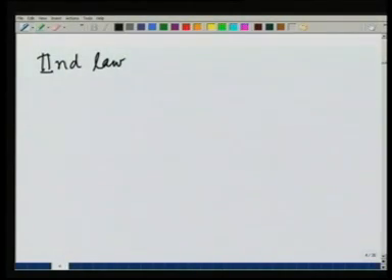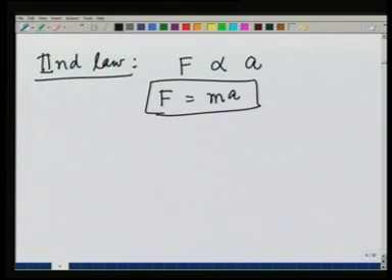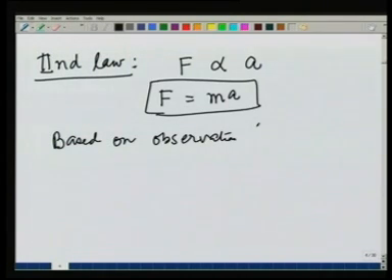Then there is the second law that states that force applied on a body is proportional to the acceleration that it produces. Then we write F equals m a, which defines for us the mass as well as the force. So, this is also based on observation and part definition. It defines for us something called the inertial mass.